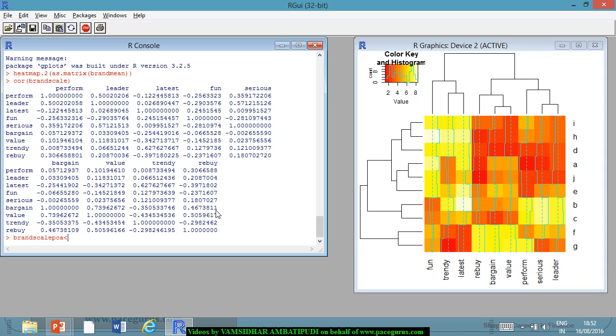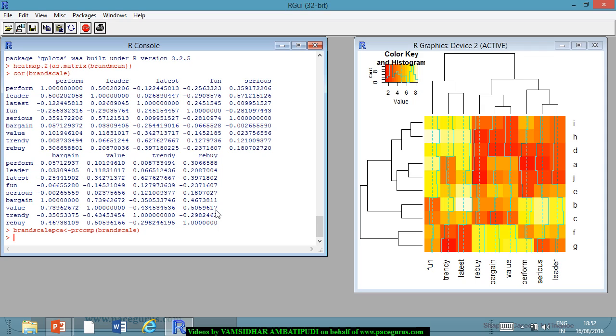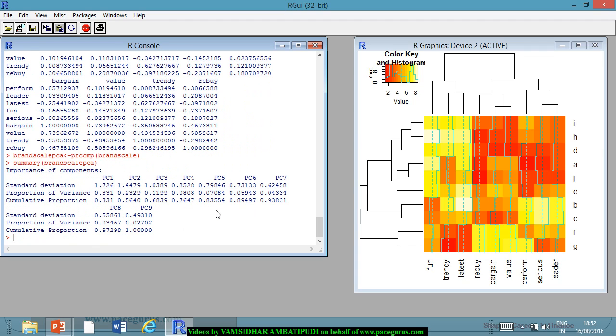Now I'm doing a PCA on the brand scale. So this is where I'm using my function prcomp. prcomp is a function that I'm using on the brand scale. This is the simple function that I can use. Right, that's it. My principal component analysis is executed. I can do a simple summary of the brand scale PCA to evaluate it.